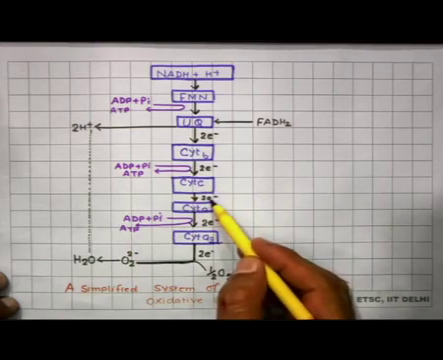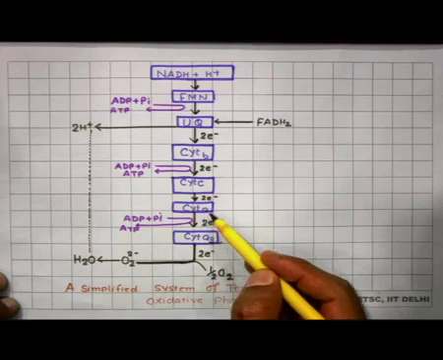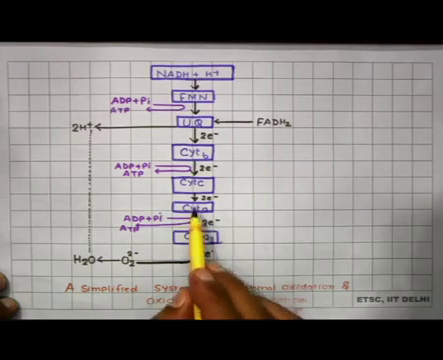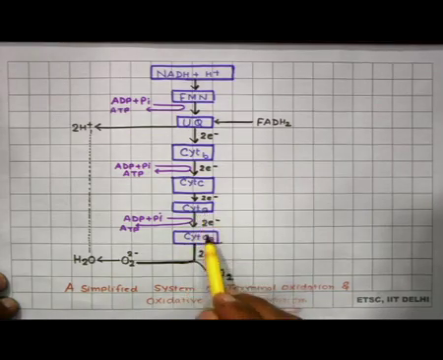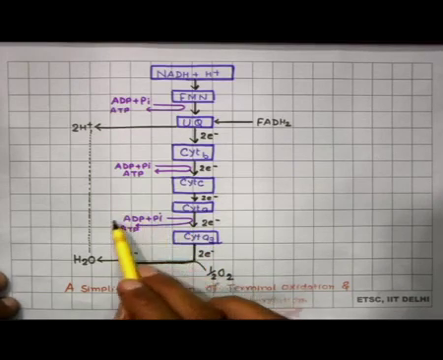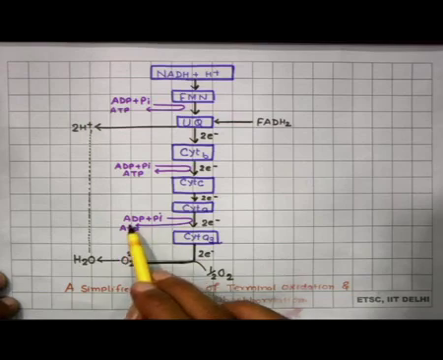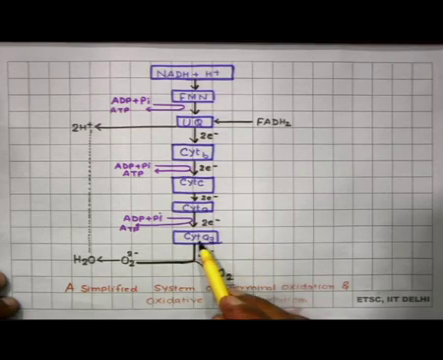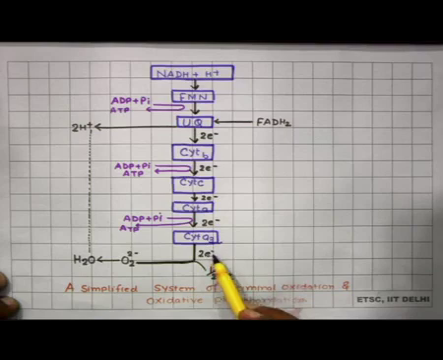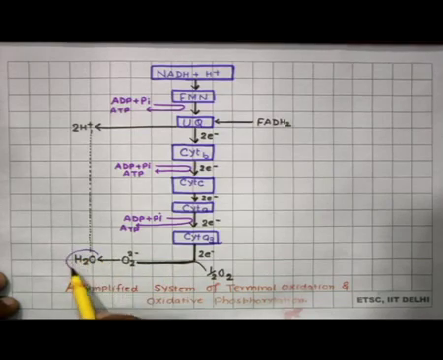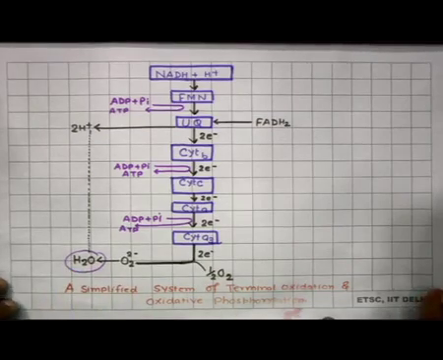From cytochrome C, the electron transfers to cytochrome A, and from cytochrome A, it is transferred to cytochrome A3. In between, when the electron transfers from A to A3, energy is released. This energy is utilized for the formation of ATP by the combination of ADP and inorganic phosphate. Finally, from cytochrome A3, the electron combines with molecular oxygen and forms water, that is called metabolic water.